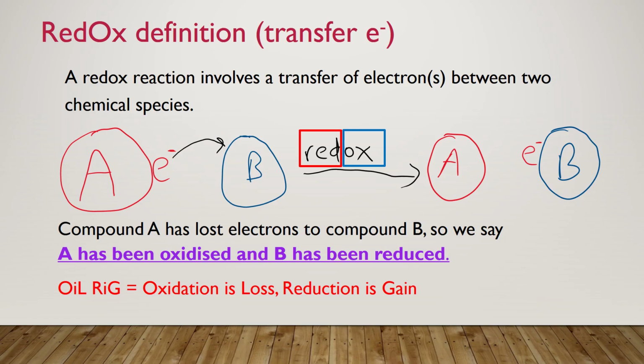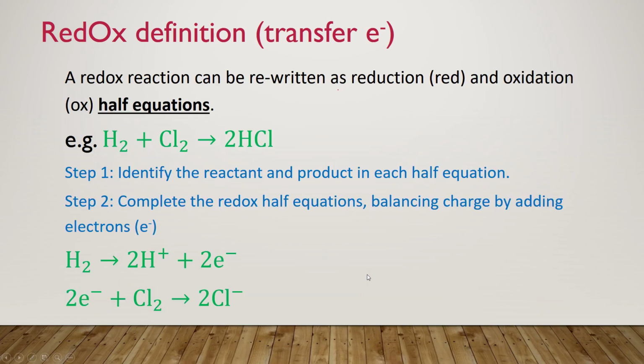A little memory trick we can use to remember this is that oxidation is the loss of electrons and reduction is the gain of electrons. So we can see here that compound A has lost the electron to B, so it starts with the electron and then loses the electron. So we will say compound A has been oxidized, and compound B has gained the electron, so we would say compound B has been reduced.